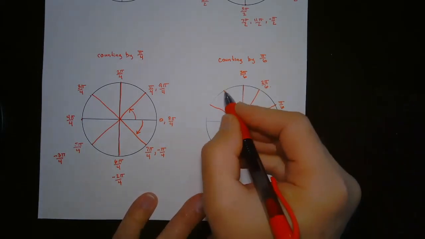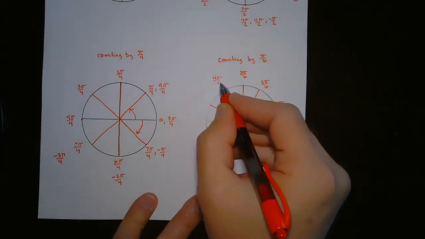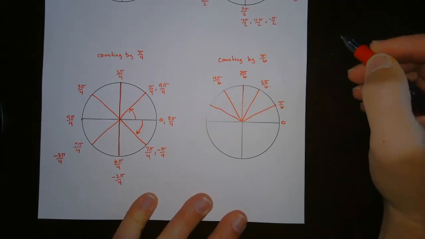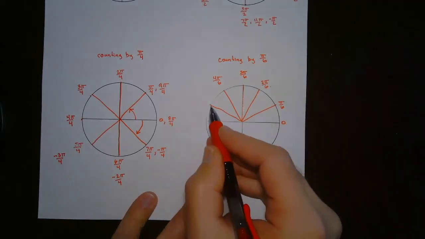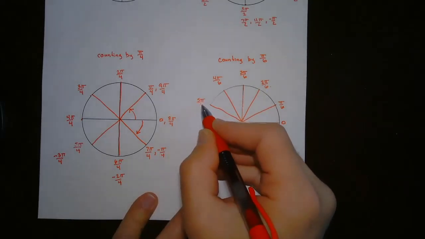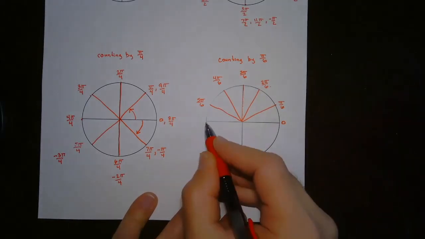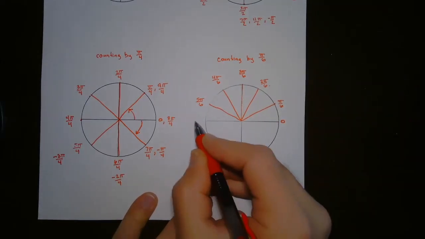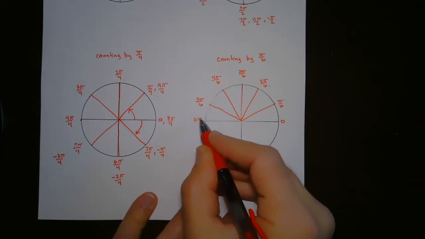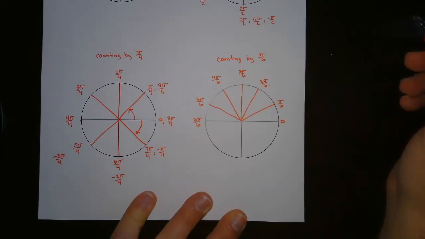And then this one right here would be 4 pi over 6. But no one will ever call this one 4 pi over 6. They're going to call it 2 pi over 3. This one right here, 5 pi over 6, and everybody will call it 5 pi over 6. And then this one right here would be 6 pi over 6. Nobody's going to call that angle 6 pi over 6, though. They're going to call it pi.